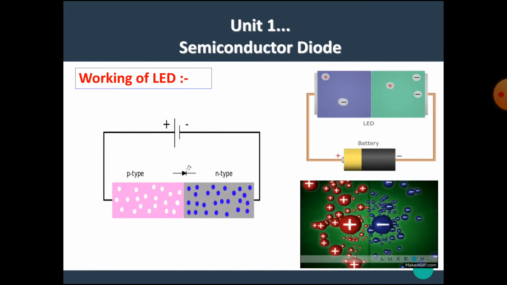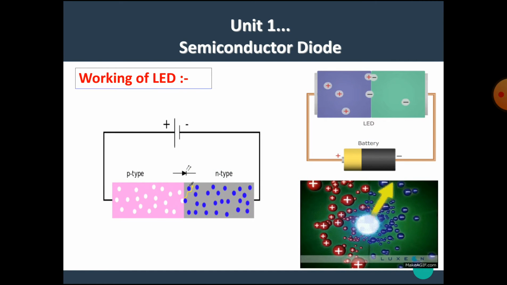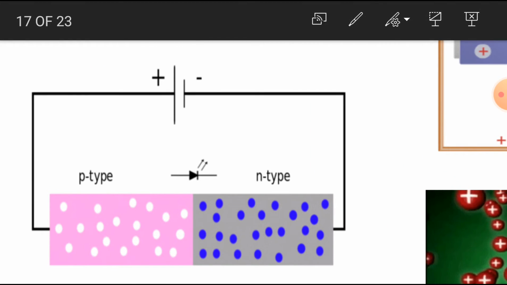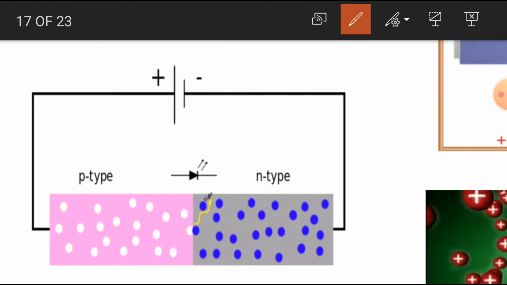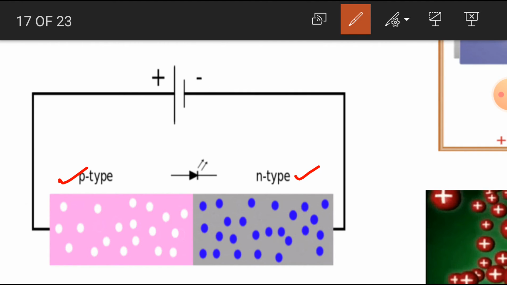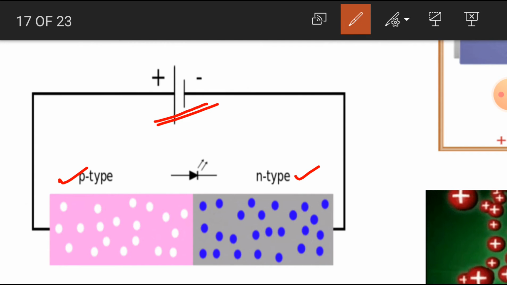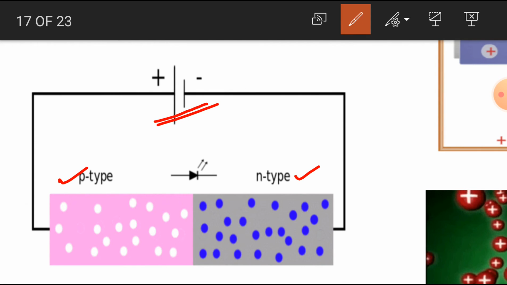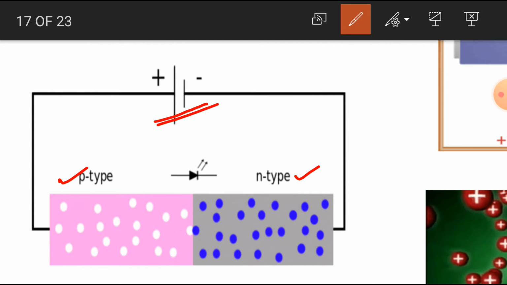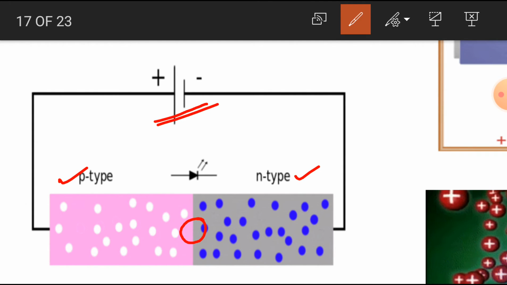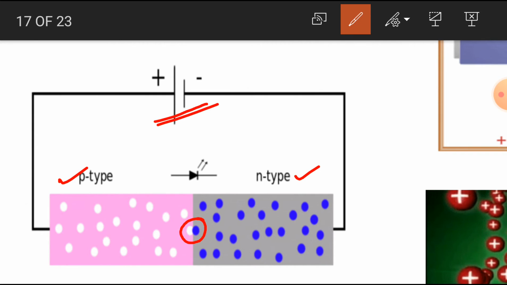Now let's see the working of the LED in the animation. In this diagram we can clearly see that the p type material and n type material are connected in forward bias mode. What happens in this process is that the holes from the p side and electrons from the n side recombine at the junction and emit light, or a photon.